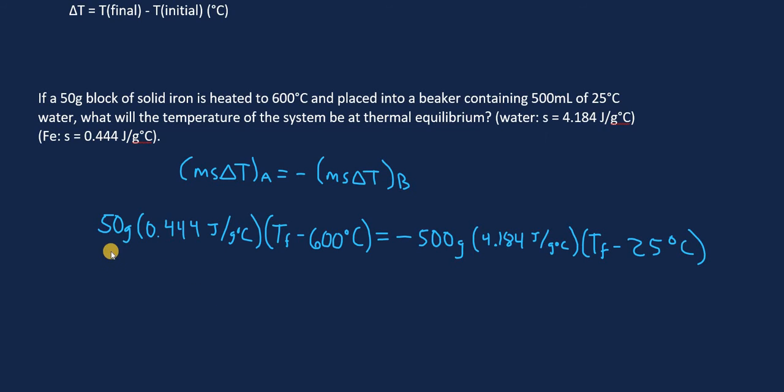Over on this side we have our 50 grams of iron times the specific heat of iron, and I went ahead and broke up that ΔT into T final minus T initial, because Tf is what we're trying to solve for, and you're going to use the temperature that you're given in the question as your T initial. So for the iron, that was 600 degrees Celsius, so you plug that in for Ti.